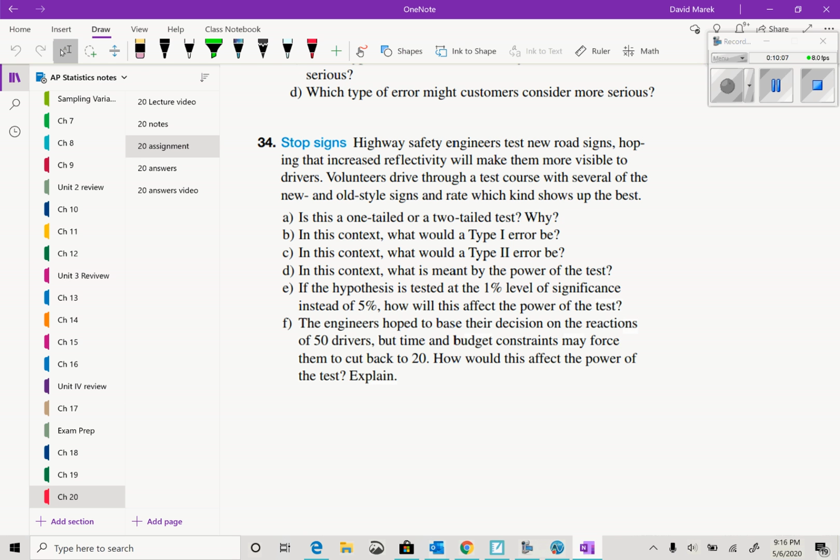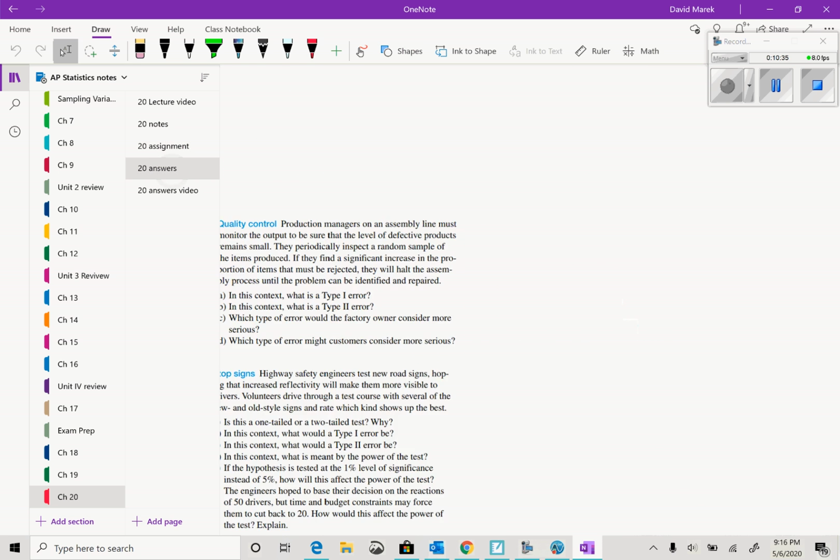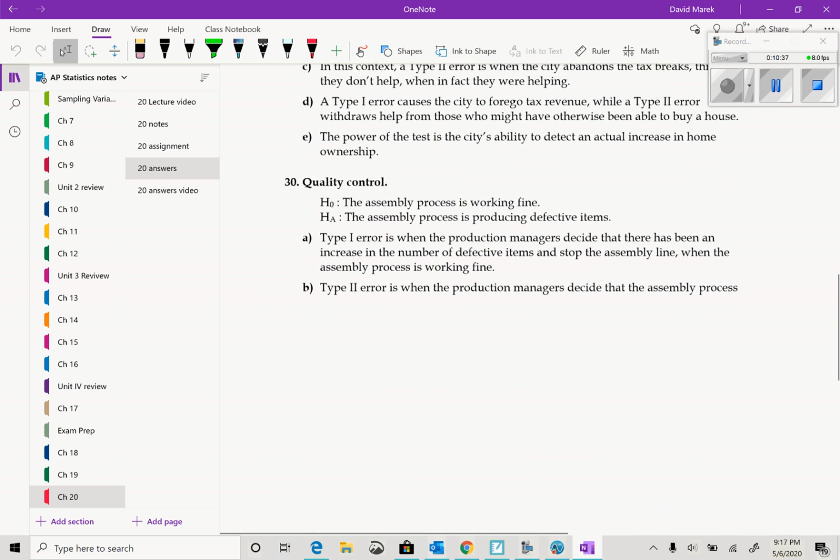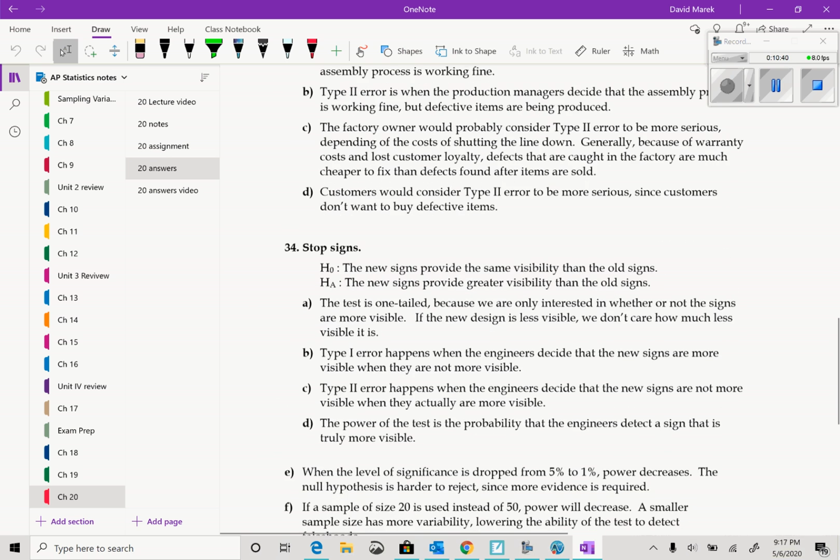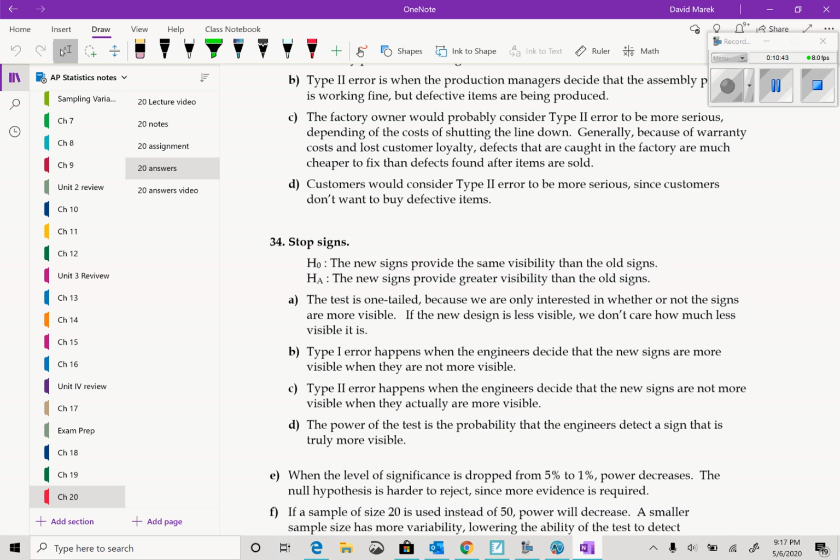So first of all, is this a one-tailed or two-tailed test? And then that pesky why. Again, I would say here, be neutral about this. Our null hypothesis would be the new signs are just as effective as the old signs. There's no difference in the new signs being more visible. The alternative hypothesis, hopefully, I mean, we've done all this work here, is that the new signs do provide greater visibility.